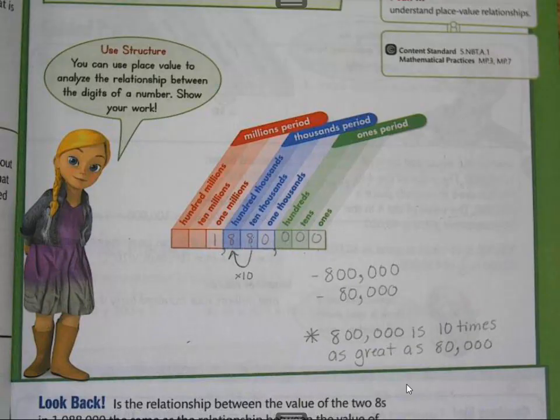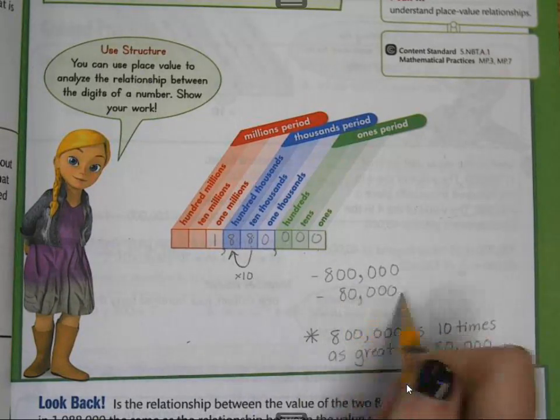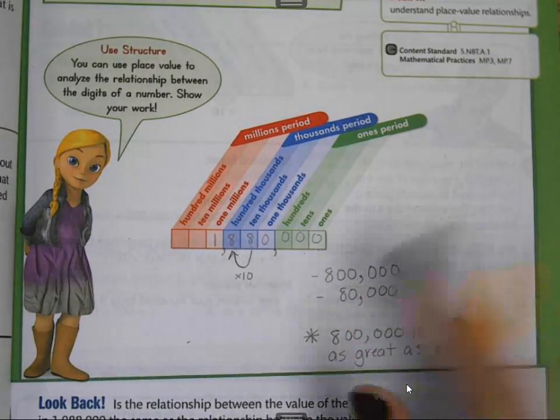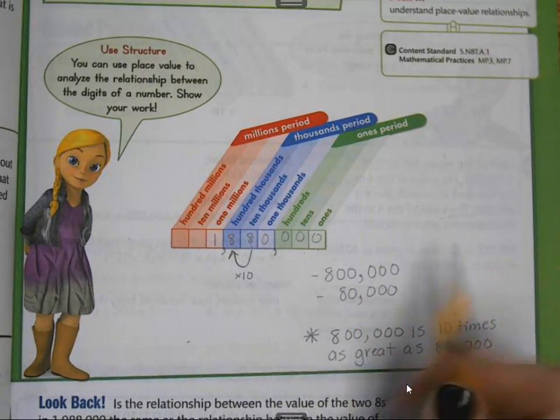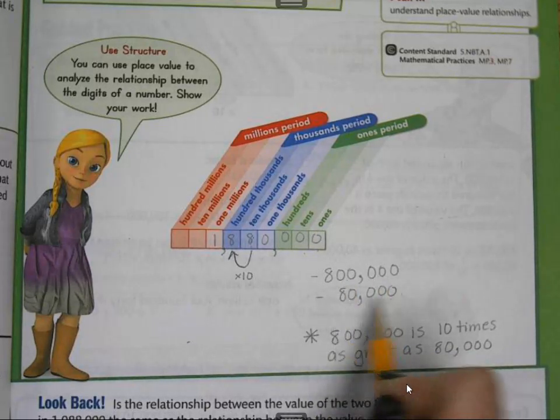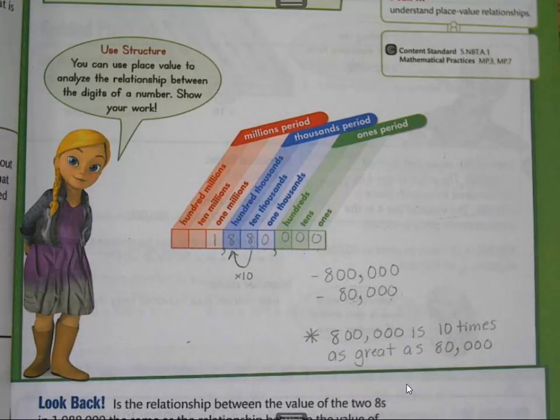Now, one thing I notice is when I write these numbers, 800,000 versus 80,000, when I'm just looking at their individual values, I notice that 800,000 has 5 zeros, 80,000 has 4 zeros. So that 1 zero difference tells me that one of them is 10 times greater than the other. All right.